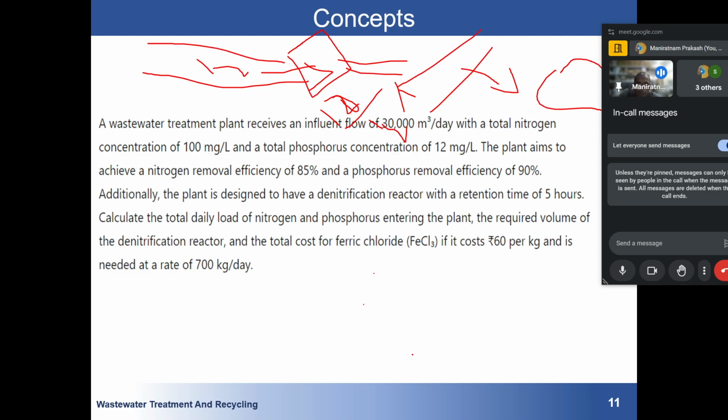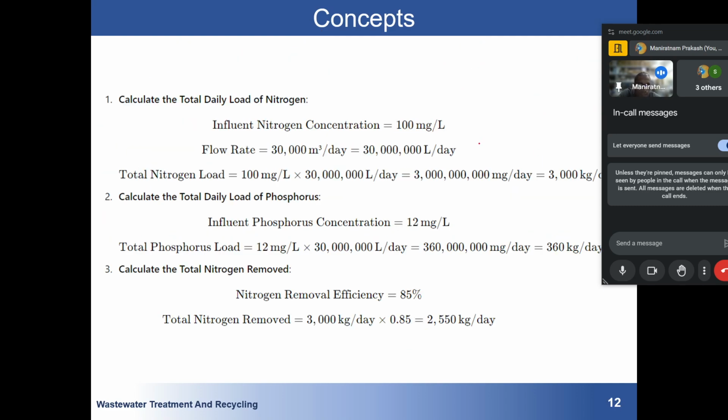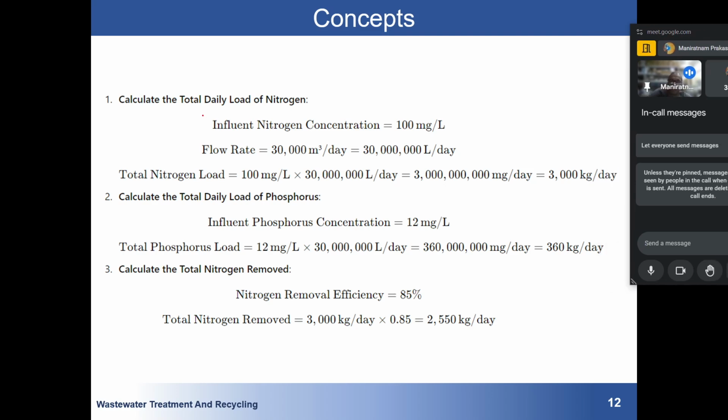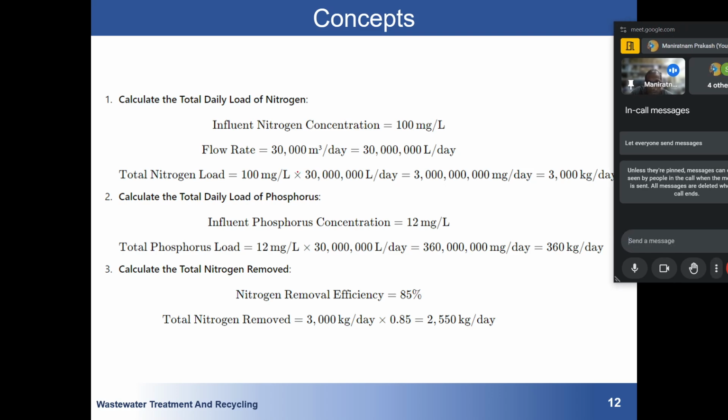Okay, so I will be moving forward with the solution of this question. You can see that first we have to calculate the total daily load of nitrogen. So the influent nitrogen, this much nitrogen is coming to our system, that is 100.